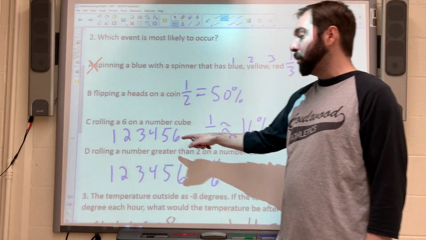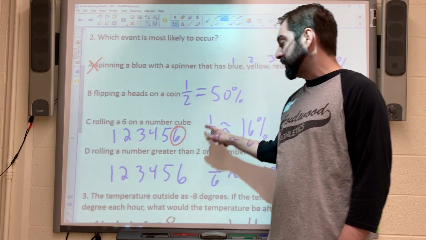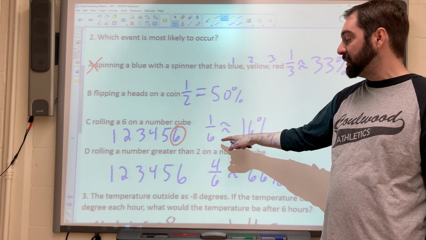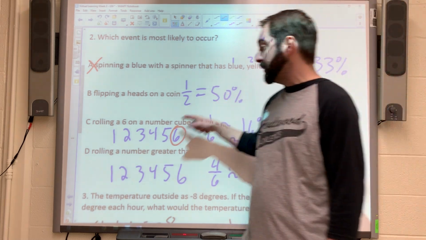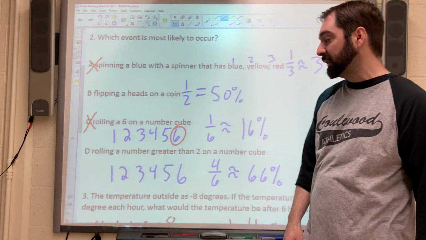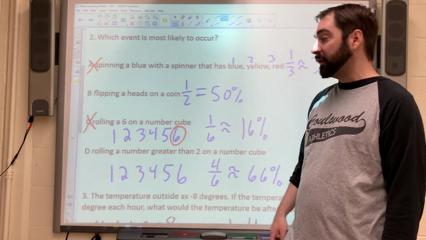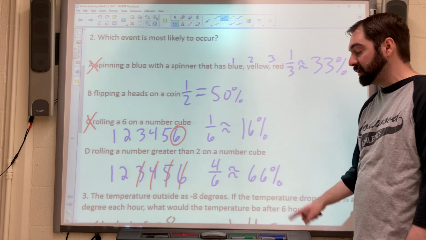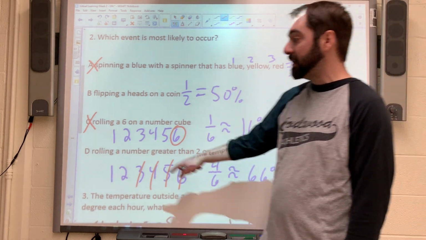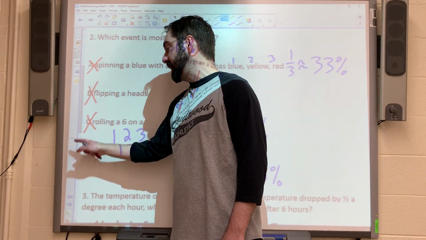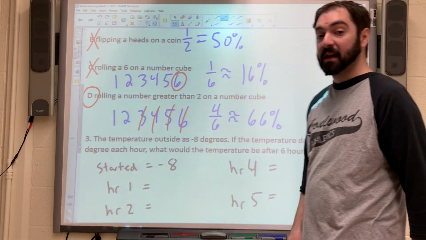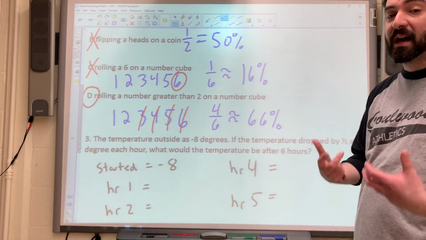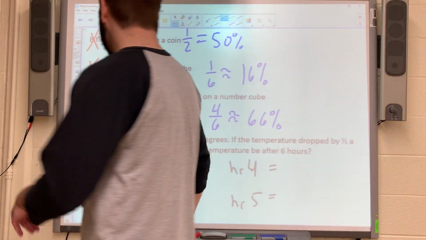Letter choice C, rolling a 6 on a number cube. There is 1 out of 6 numbers that are number 6. It's approximately 16%. Again, answer choice B is still in the lead. Numbers greater than 2 on a fair number cube, well, that would be 3, 4, 5, 6. That's 4 out of 6 numbers, which is approximately 66%. That is now eliminated. Our leader B, and D is the correct answer. Again, we have to find each one. If it's asking us for the highest probability, got to try all 4 choices.